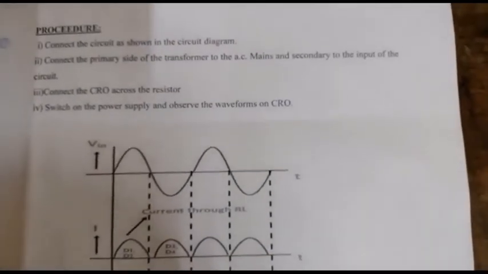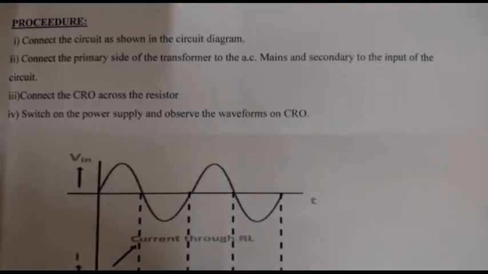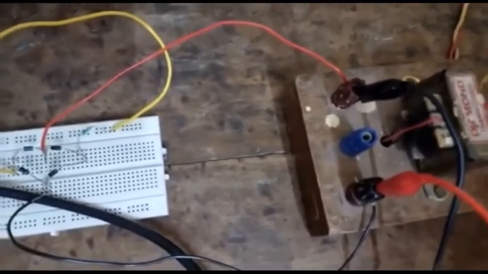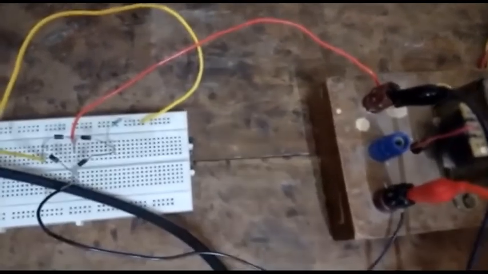Students, according to the procedure, we have already connected the circuit as shown in the circuit diagram. So this is the circuit which I already connected. I have switched on the circuit. This is the AC mains, which is applied to the primary of the transformer, and at the secondary of the transformer the 12 volt AC is obtained, and this 12 volt AC is to be applied to the input of the circuit. The 12 volt AC is like this.